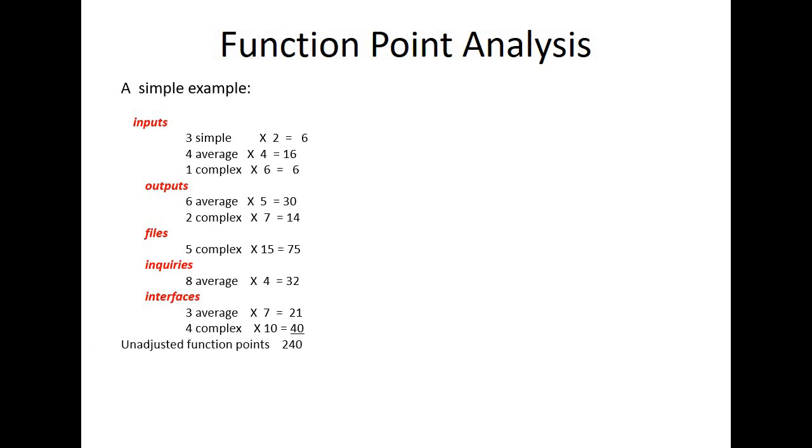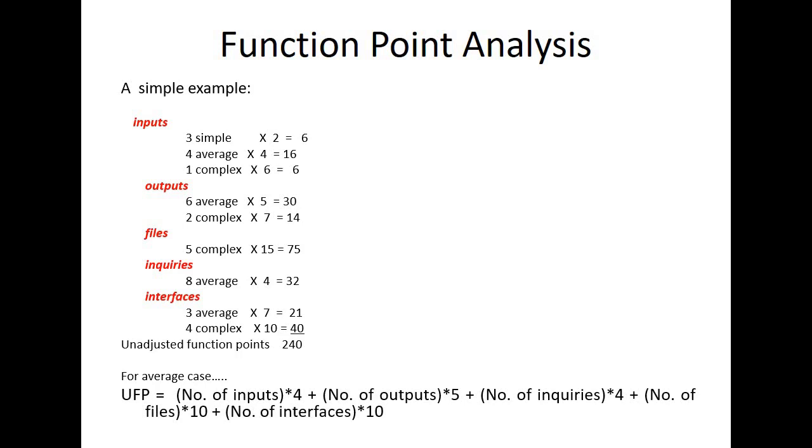total unadjusted function point. In this case, let's say we had 3 simple, 4 average and 1 complex inputs, and the weightage given was 2, 4 and 6. So 3 into 2, 4 into 4, 1 into 6. Similarly, the same activity is done for outputs, files, inquiries and interfaces as well. So we go ahead with the unadjusted function point, which comes out to be, in this example, 240.